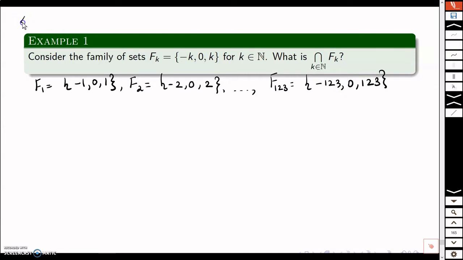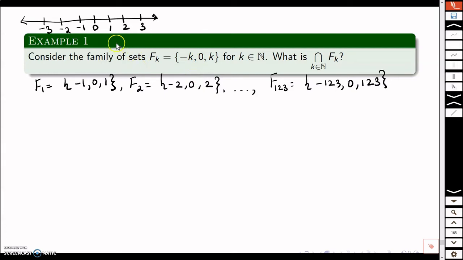So if I put it on the number line, how will it look? 0 is here. In f1, the points 1 and -1 are there, along with 0. 0 is there in all of them. In f2, the point 2 is there, -2 is there, and the point 0 is there. In f3, 3 is there, -3 is there, and 0 is there.